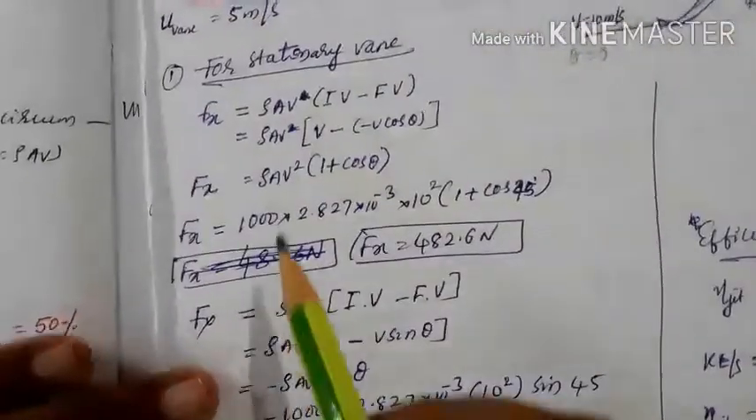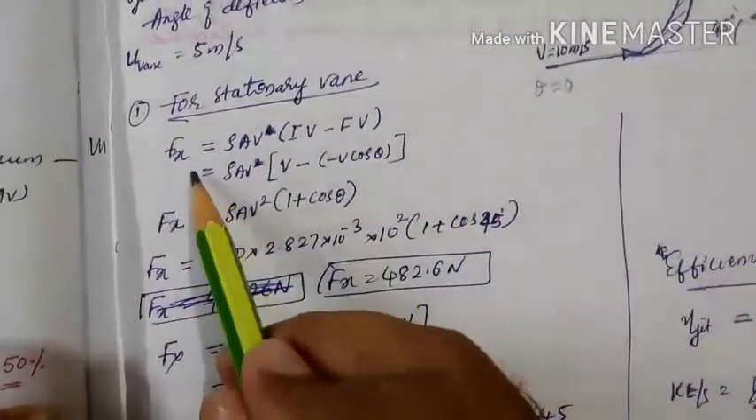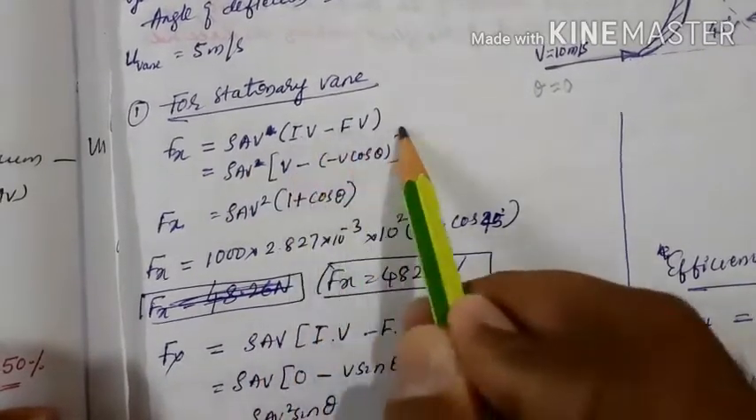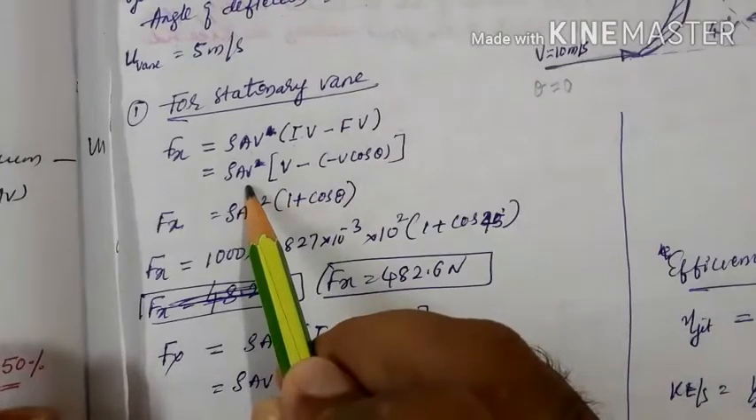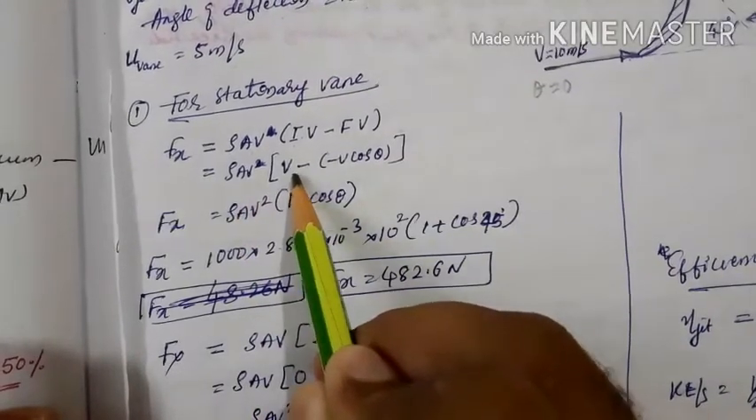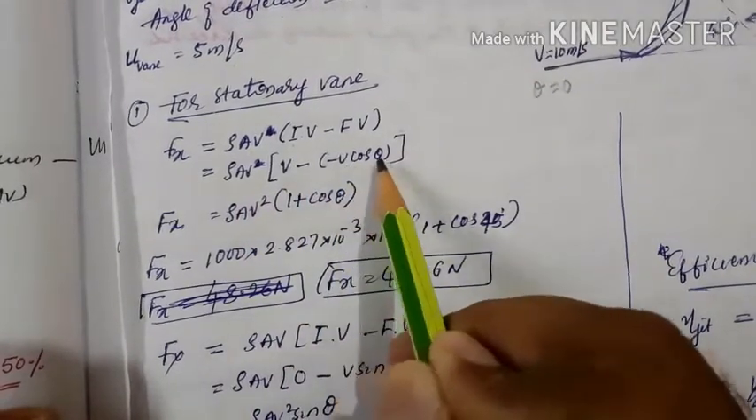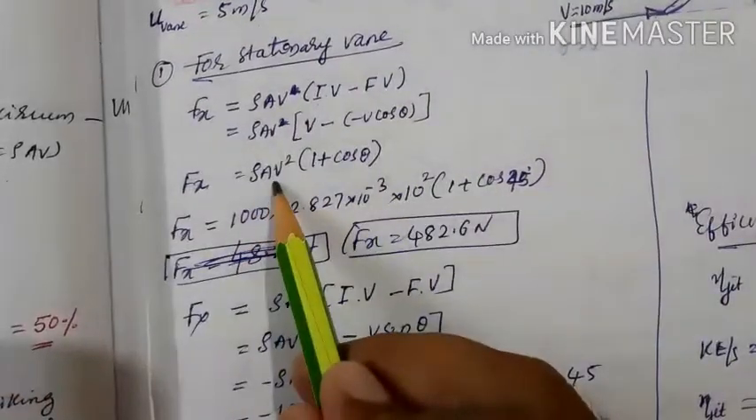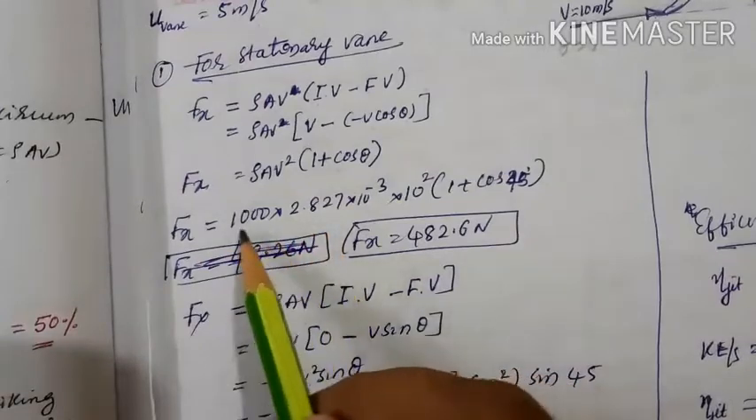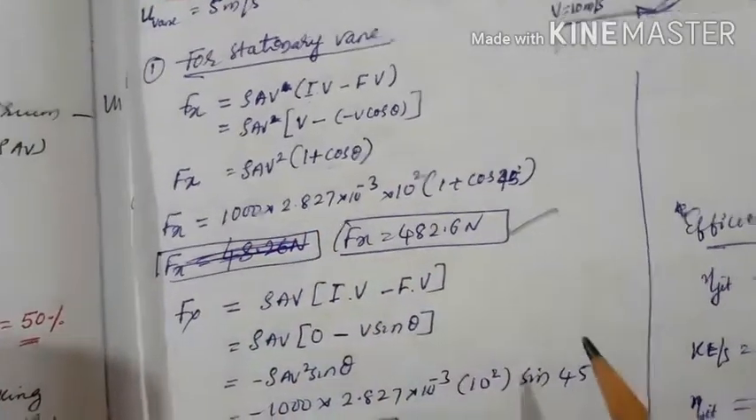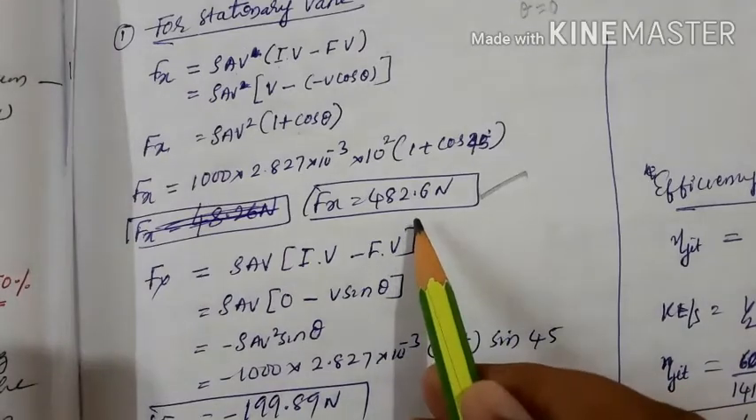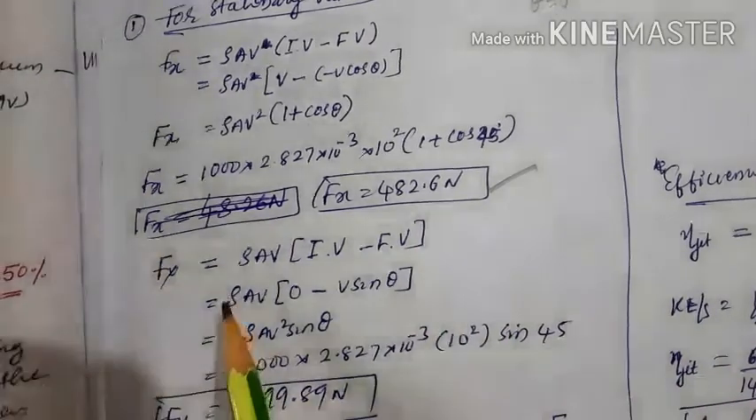Then apply the impulse momentum principle: Fx equals rho a v, that is mass per second, into initial velocity minus final velocity. Then rho a v, initial velocity is v, minus v cos theta, we get minus v cos theta here. Then we get Fx equal to this one. Substituting all the given data here, we get this much is the force exerted by the jet in the x direction for the stationary vane. Similarly calculate Fy.